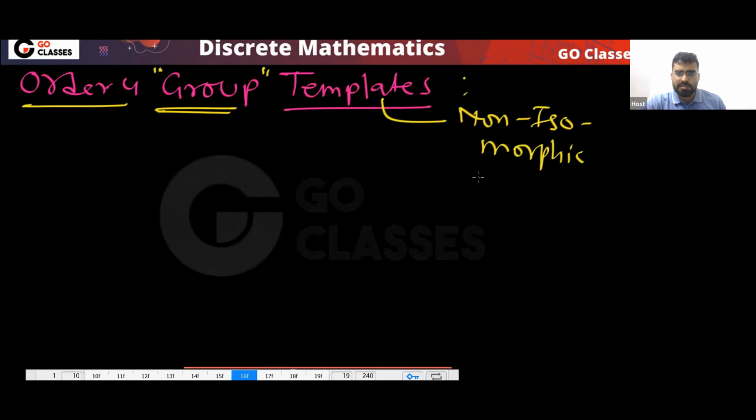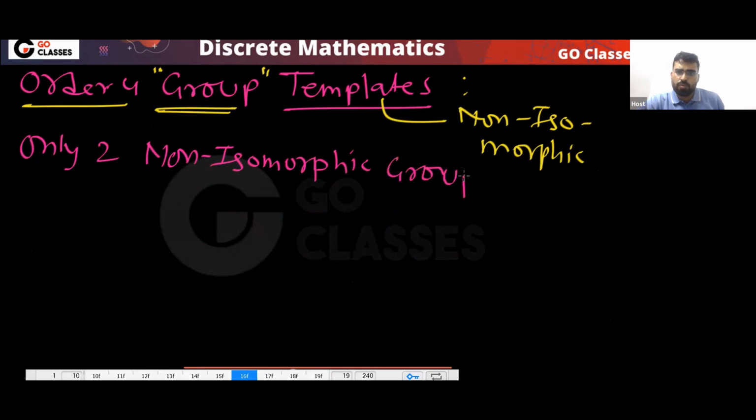Order 4 group templates, only 2 are there. Okay, so I can say that only 2 non-isomorphic groups you have. Only 2 templates you have. Basically, only 2 non-isomorphic group templates you have, and both are abelian. Okay, the templates are also important.